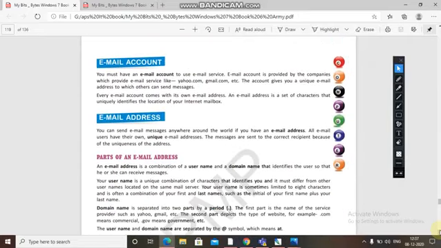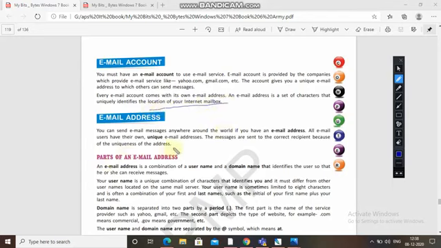now email account. You must have an email account to use email service. An email account is provided by companies which provide email service like Yahoo, Gmail, and the account gives you a unique email address to which others can send messages. These all things we had discussed also. Every email account comes with its own email address, and an email address is a set of characters that uniquely identifies the location of your internet mailbox. Okay, so this is email account.